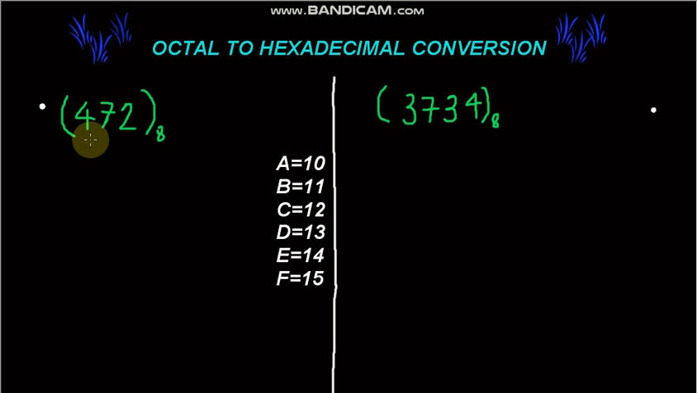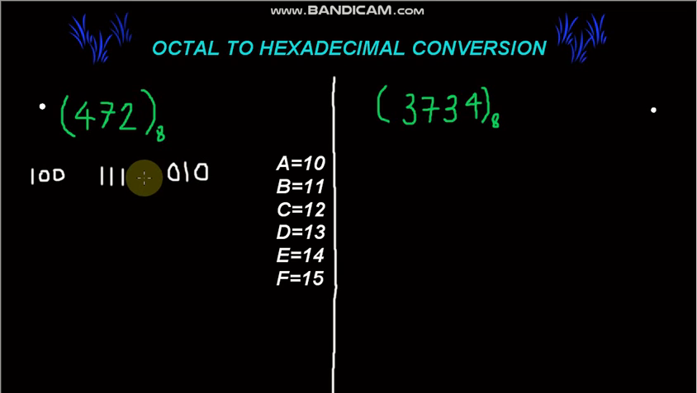What we have to do first is write down the binary equivalent of the individual digits, that is of 4, then of 7, and then of 2. We have to write down the 3-bit binary equivalent of individual digits. So starting with 4, the 3-bit binary equivalent of 4 is 1 0 0. Now the 3-bit binary equivalent of 7 is 1 1 1, and that of 2 is 0 1 0.